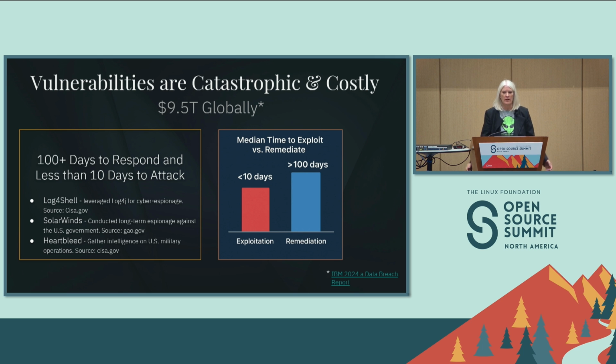Vulnerabilities are a problem. A few years ago, everybody was talking about Log4j, and most of us have gone to sleep again and forgot that Log4j happened. But it happened, and it was a very, very bad problem, and it cost $9.5 trillion globally for that one vulnerability, according to IBM X-Force. And the worst problem, our bad, is that we're taking more than 100 days to remediate vulnerabilities, while bad actors are exploiting them in less than 10. So why are we sitting on our hands and not fixing the vulnerabilities?